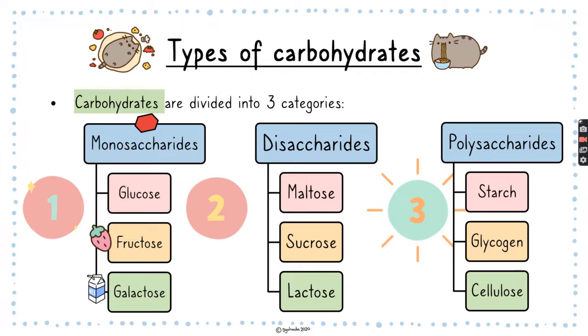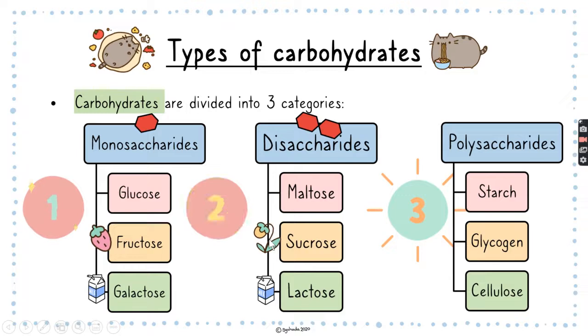Galactose is a type of monosaccharide that you can find in milk. With disaccharides, it means that you have 2 of these monosaccharides joined up together by a chemical bond. So maltose: when you get glucose plus glucose molecules together, you get maltose.